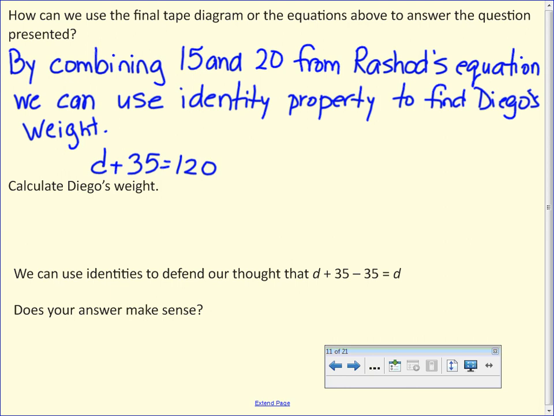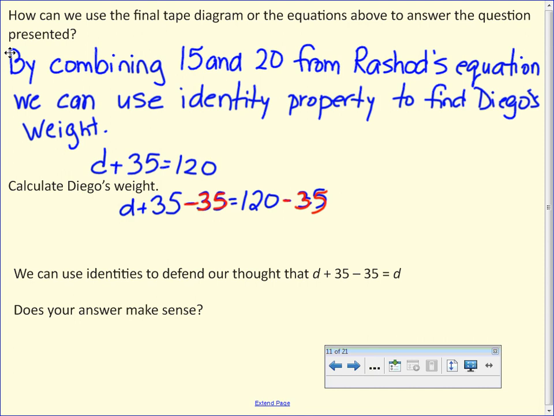So let's calculate Diego's weight. So D plus 35, how am I going to solve that? What do I have to do? But not just subtract 35. Exactly. We have to subtract 35 from both sides to keep both sides of the equal sign equal, like a seesaw. Both sides have to be balanced in order to work. Just like a scale, both sides have to be balanced in order to work.